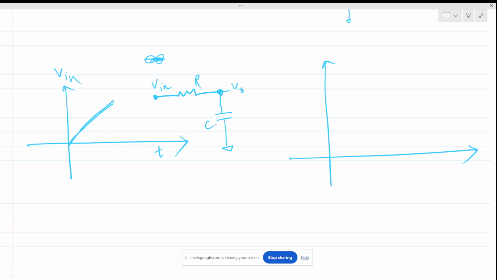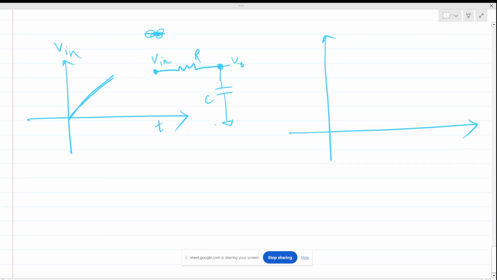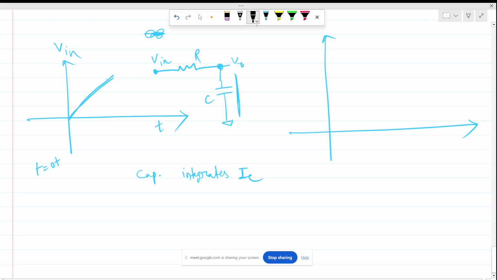The capacitor integrates the current through it, right? Capacitor integrates IC, right? Now let's make T equals 0 plus. At T equals 0 plus, the capacitor is short circuit, right? So the voltage will be 0.